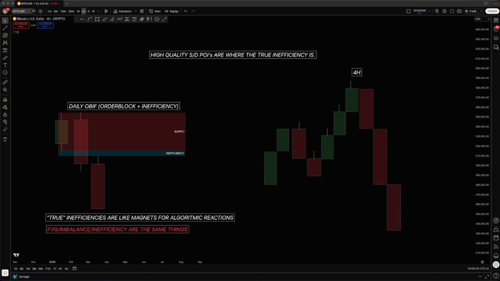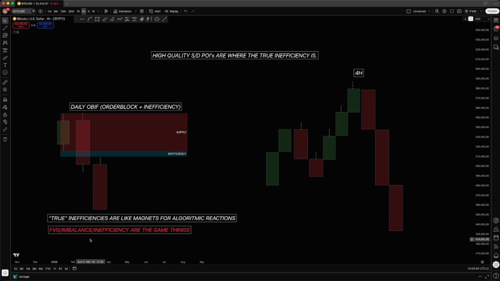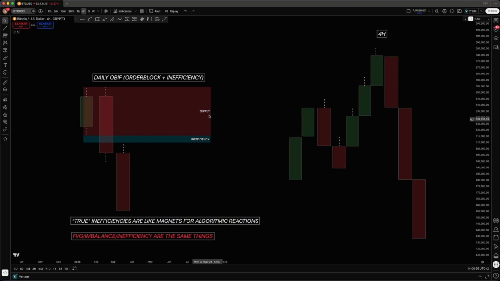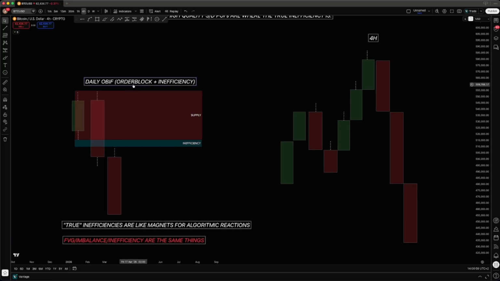So let's talk about high quality supply and demand POIs and how to spot true inefficiencies. True inefficiencies are like magnets for algorithmic reactions. Again, fair value gaps, imbalances and inefficiencies are the same things. From now on, I will call it imbalance because the word inefficiency is a little bit hard for me to pronounce. Okay, on the left side, we have a daily OBIF. OBIF means order block with an imbalance, below it if it's supply and above it if it's demand.